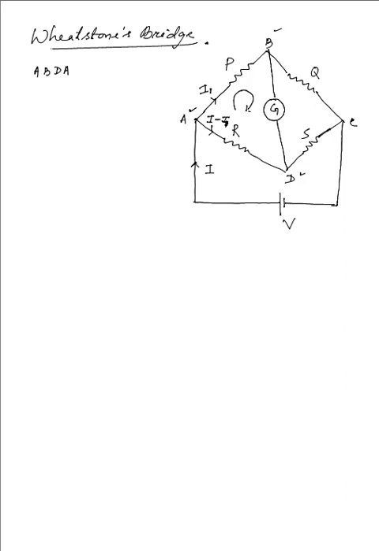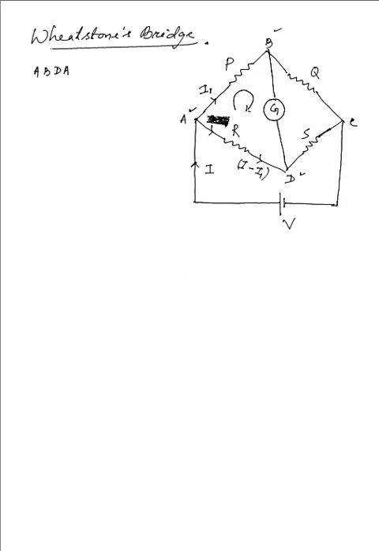So if I1 is leaving on one end, the other end must have I minus I1, because the total current entering was I. Out of that, I1 was given from A towards B, and what is left, I minus I1, moves from A towards D. Let me just write it clearly over here, I minus I1.